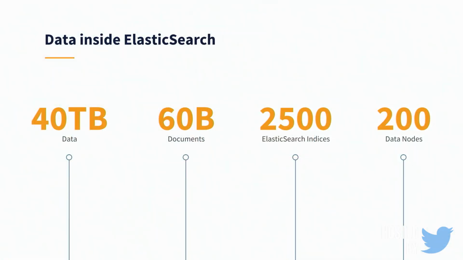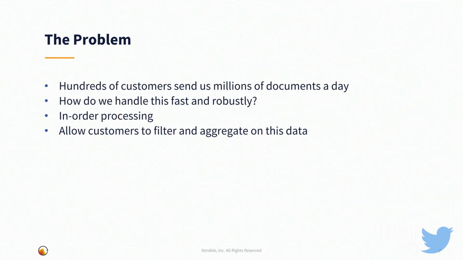So at the end of the day, all the data lives inside Elasticsearch because we want to allow our customers who are marketers to filter and aggregate and make sense of the data that they have with us. These numbers I pulled a few weeks ago. We have over 40 terabytes of data, over 60 billion documents, around 2,500 Elasticsearch indices spread across 200 data nodes.